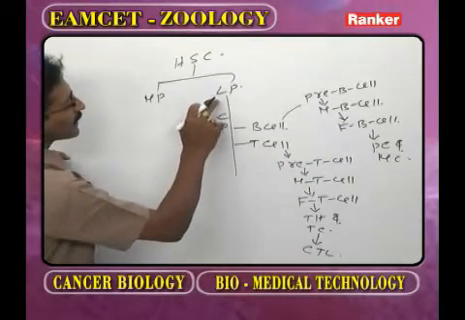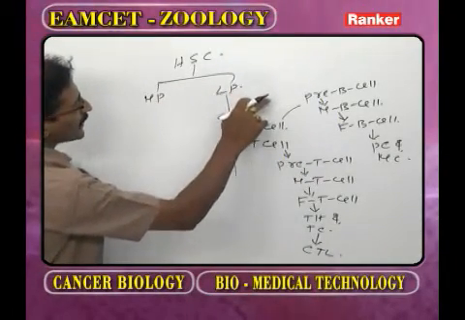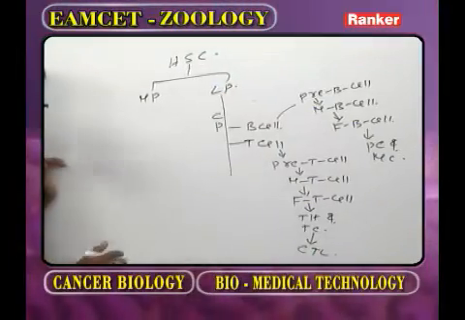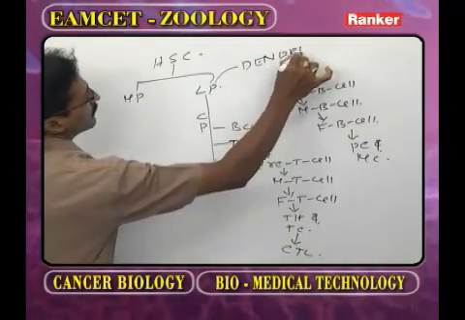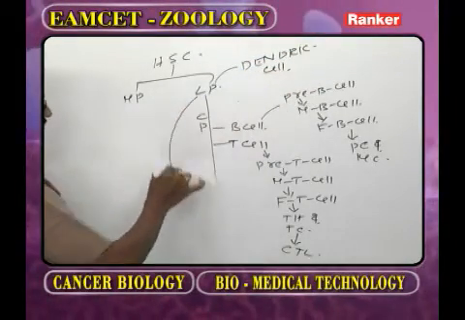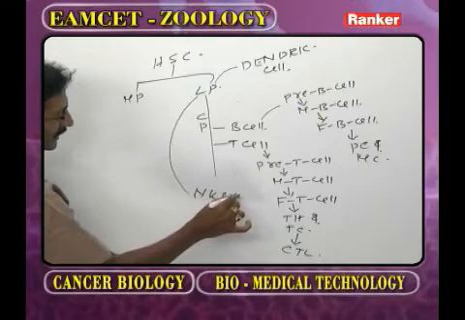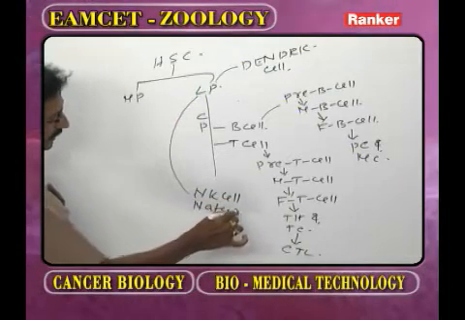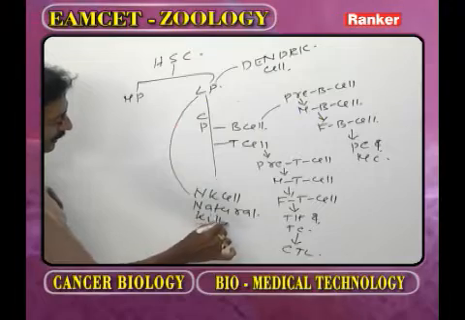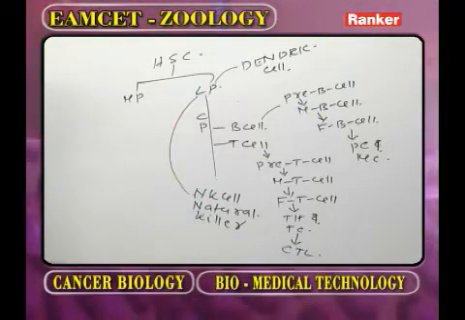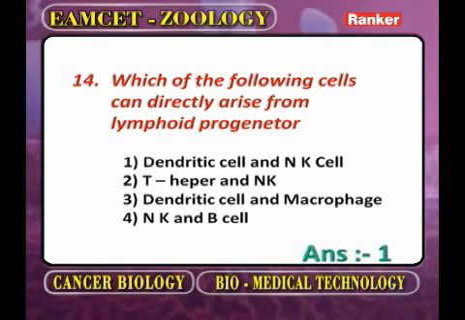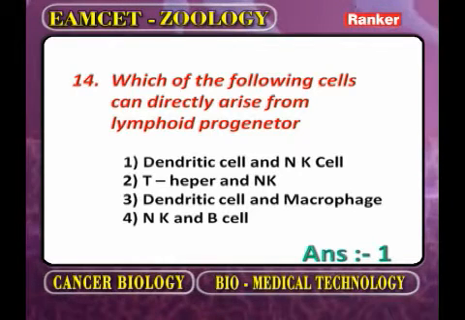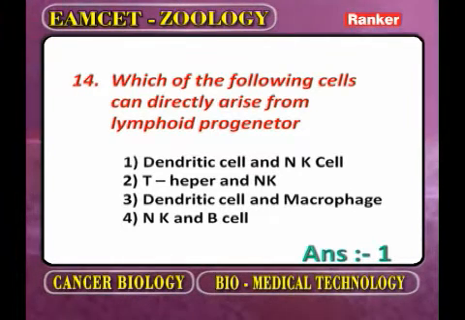Now, here we are asking, what type of cells directly arise from the lymphoid progenitor? One we call the dendritic cell. And the second one we call the NK cell. What is meant by NK cell? That is natural killer cell. Now you observe the answer. Which of the following cells can directly arise from the lymphoid progenitor? The answer is dendritic cell and NK cell. NK means natural killer cell.